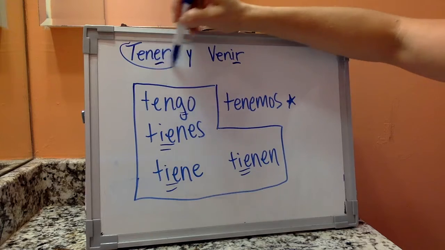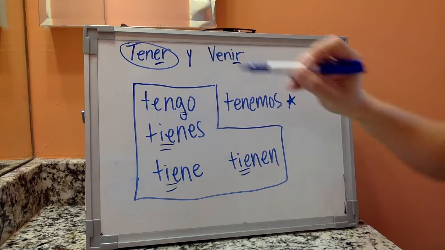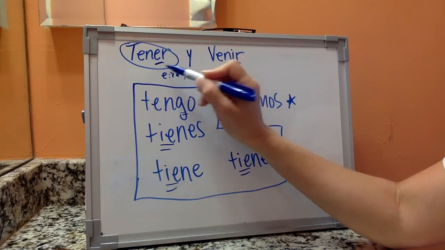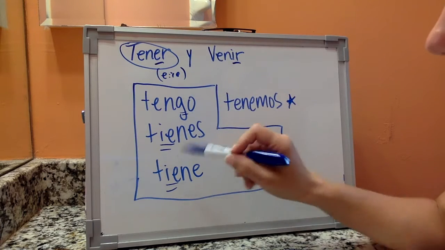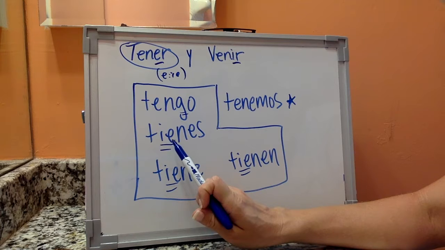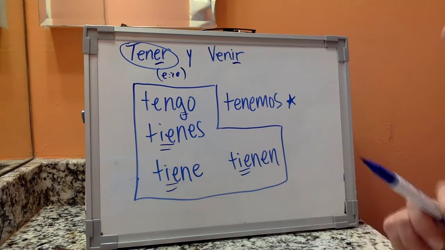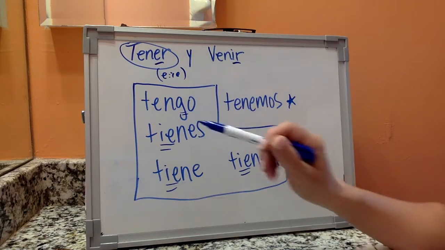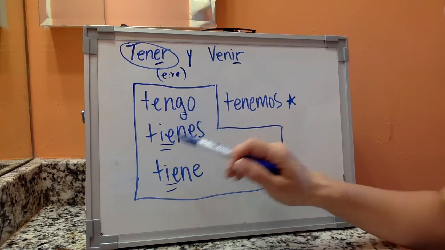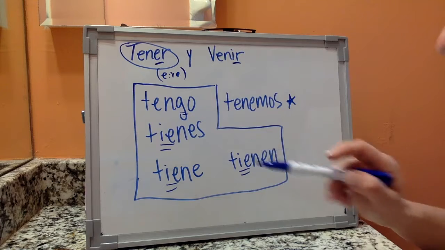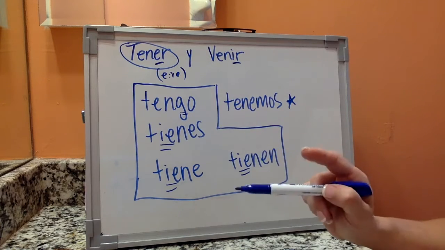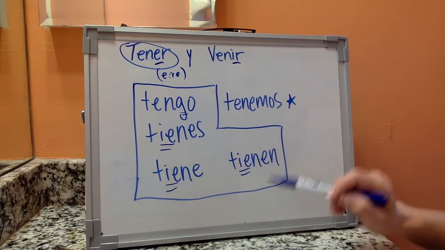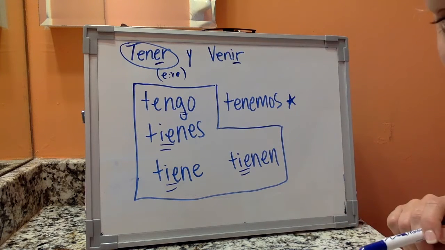So again, tener is your infinitive, okay? It is an ER verb, but it is an E to IE, meaning that E to IE has that stem change right here. The E in the stem changes to an IE in these irregular forms. It's just something that you have to memorize, okay? Tener, tengo, tienes. Notice how you pronounce it. The I and the E are both pronounced. Tienes, tiene, tenemos, tienen. Okay?